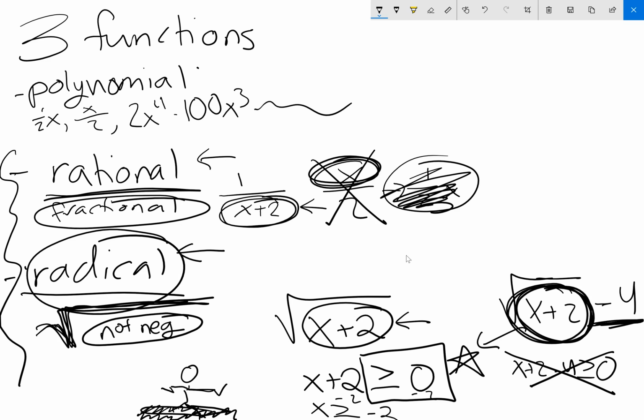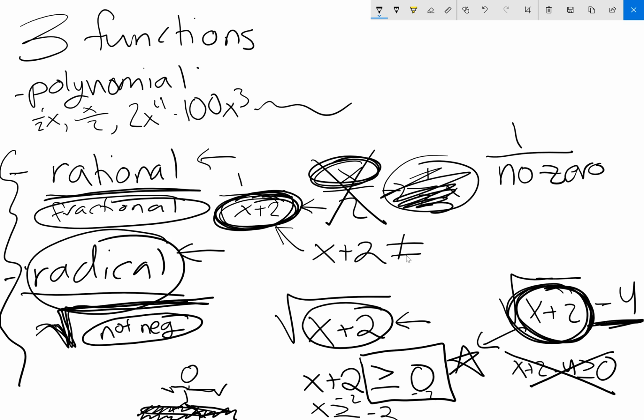Going back to rational, we can't divide by 0. We can't do it. So no 0 in the denominator. We take whatever's in the denominator and say this is not equal to 0. That's the thing to remember for this one. So x plus 2 is not equal to 0; subtract 2, and x doesn't equal negative 2.